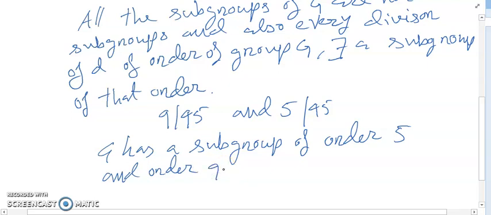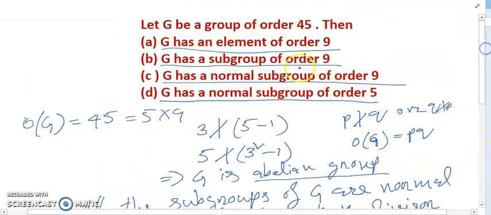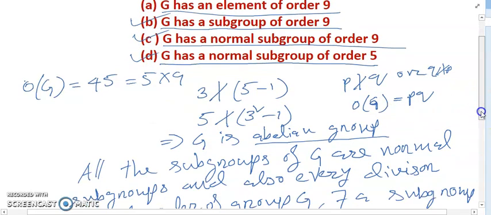So friends, all are normal subgroups. So option B, G has a subgroup of order 9, G has a normal subgroup of order 9 and G has a normal subgroup of order 5, is correct.